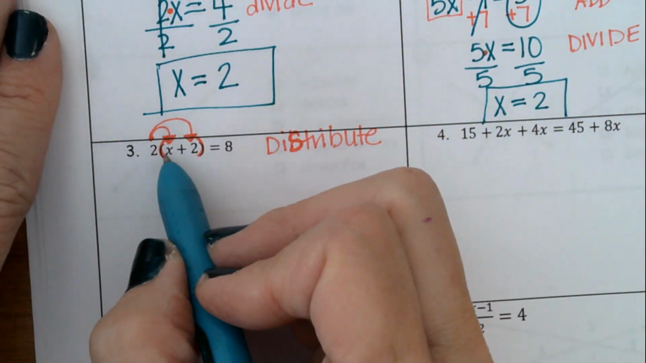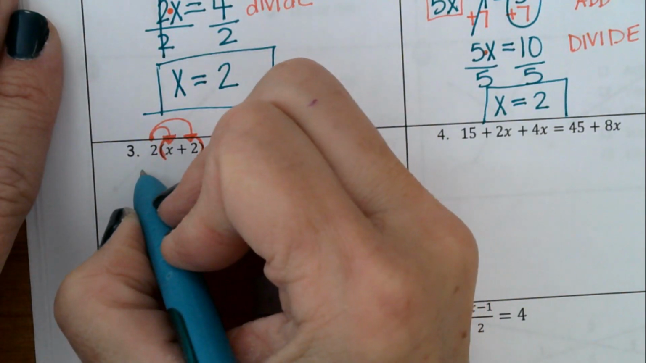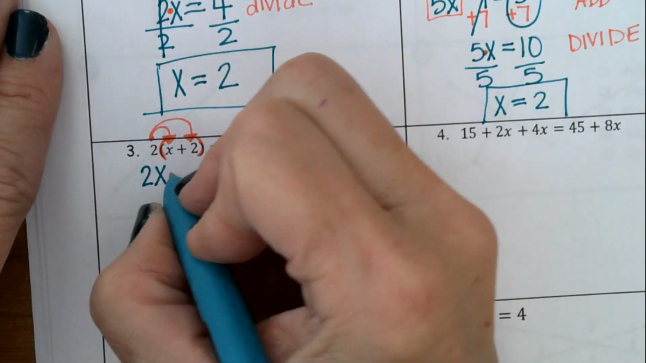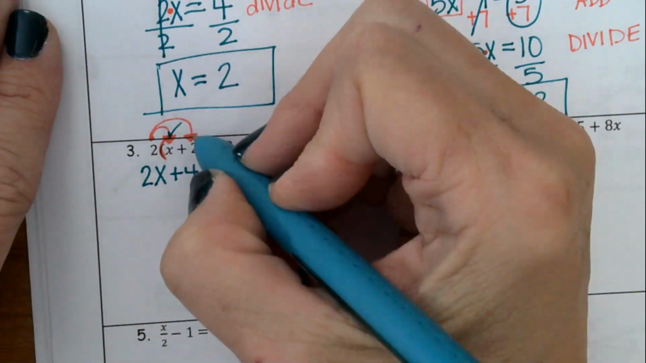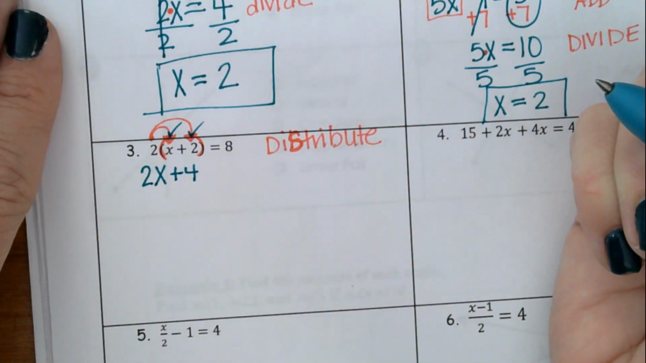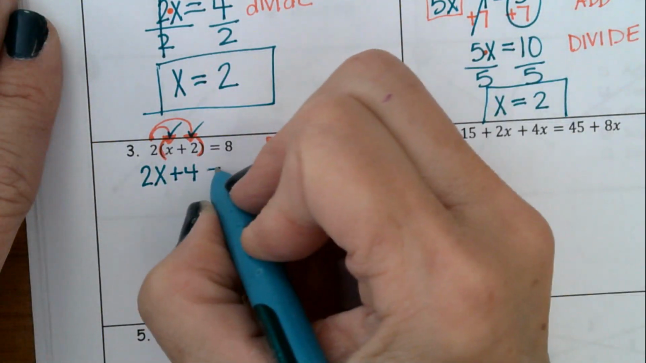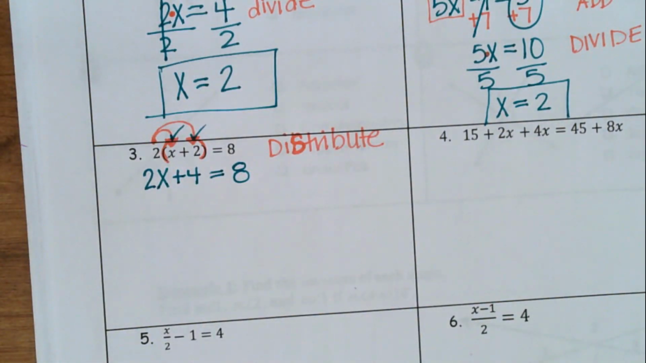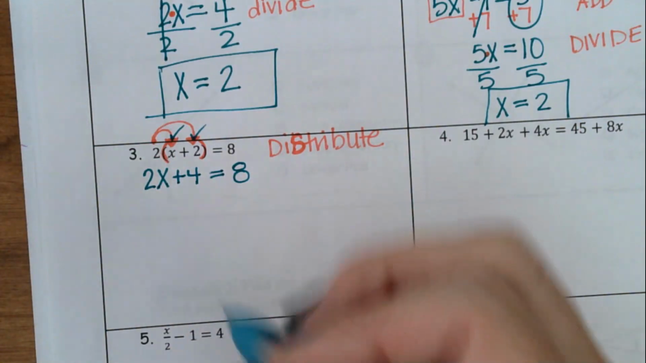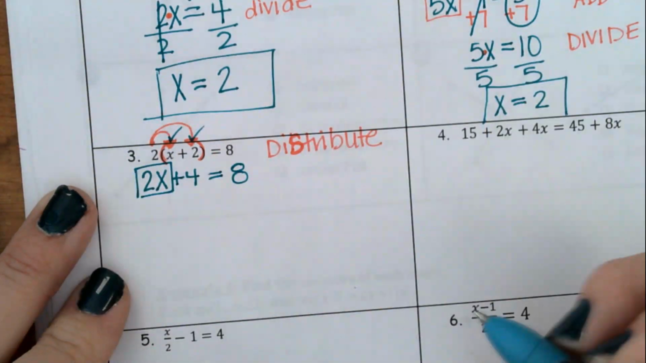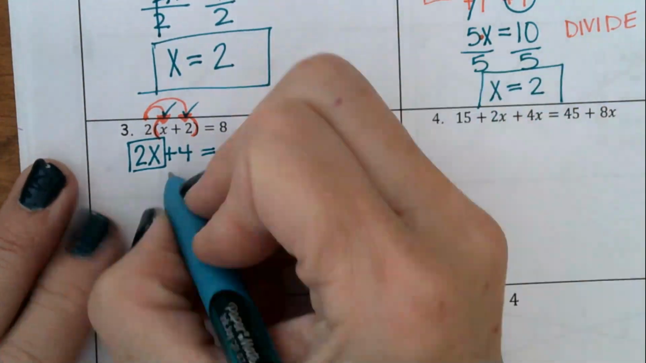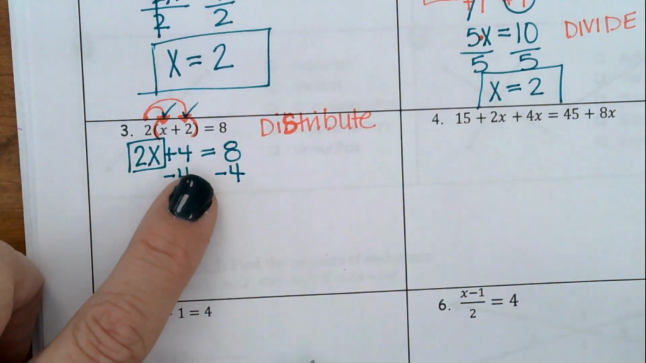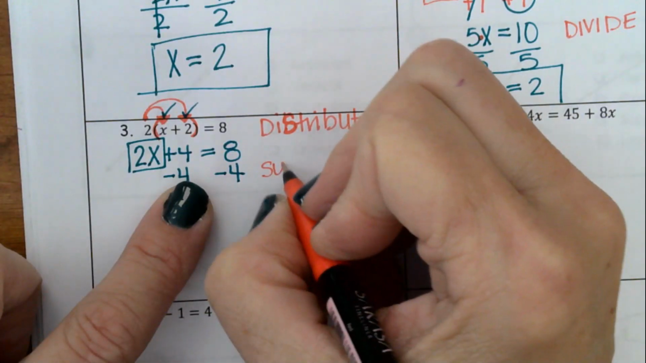So 2 times x is 2x. And what is 2 times 2? 4. So you got this one done and this one done. Double check that you did both terms before you move on, and then that equals 8. Oh, now it looks like that first equation we did a minute ago. Okay, put a fence around your 2x. What is the opposite of 4? We're going to write negative 4 under both of those, which means what are we doing? Great, we are subtracting.